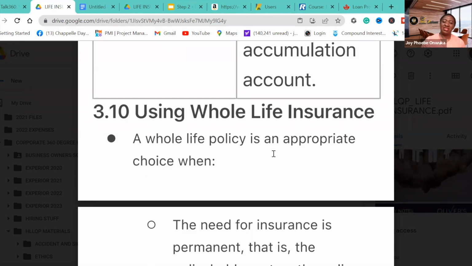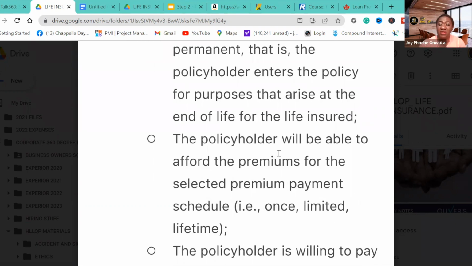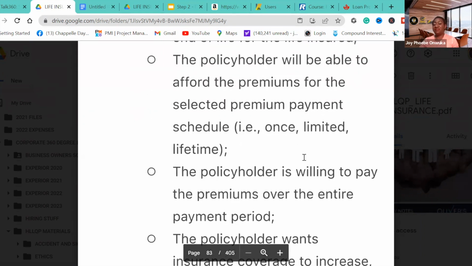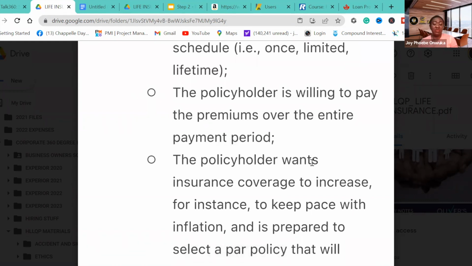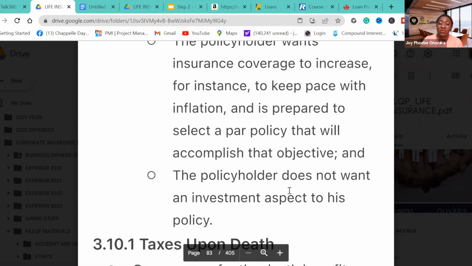Using whole life insurance. A whole life policy is an appropriate choice when the need for insurance is permanent. That is, the policyholder enters the policy for purposes that arise at the end of life. The policyholder will be able to afford the premium for the selected premium payment schedule, that is, once, limited, or lifetime, depending on the payment option selected. The policyholder wants the insurance coverage to increase, for instance, to keep pace with inflation, and is prepared to select a par policy that will accomplish that objective. And also, the policyholder does not want an investment aspect in his policy.